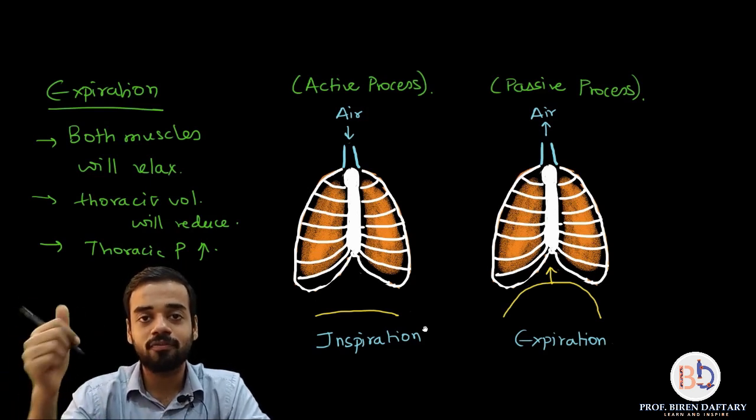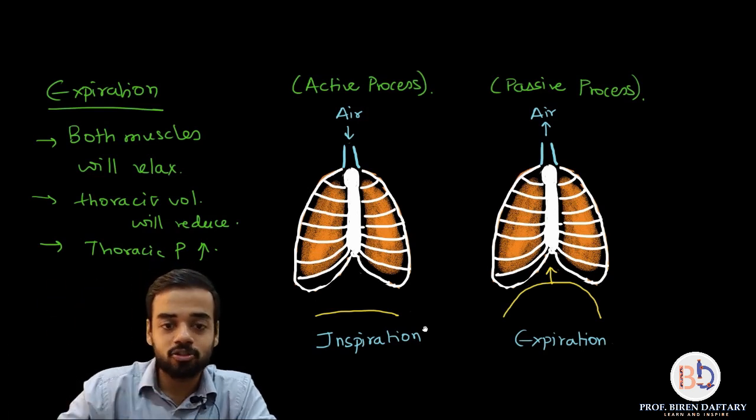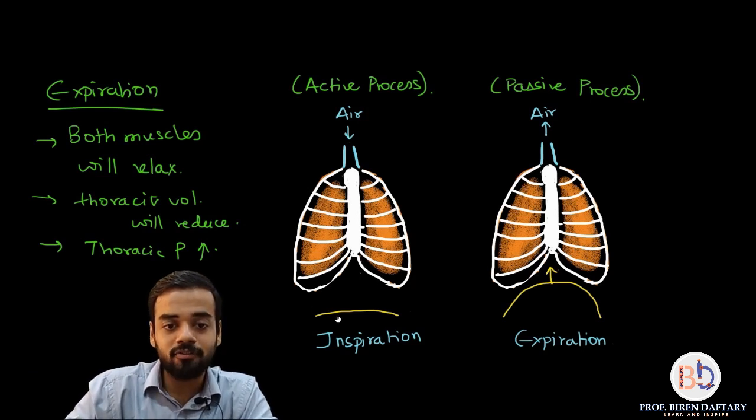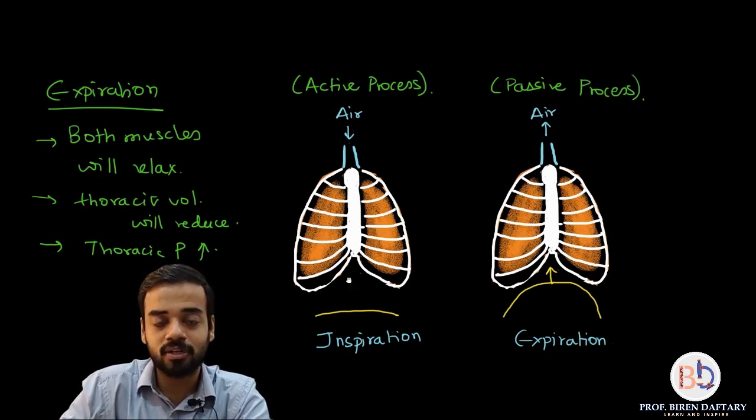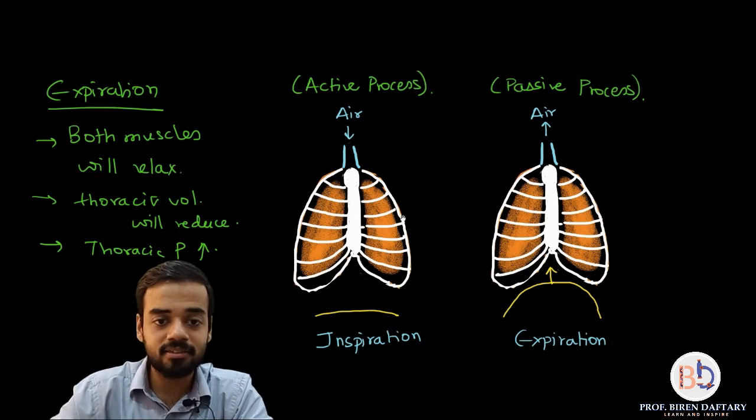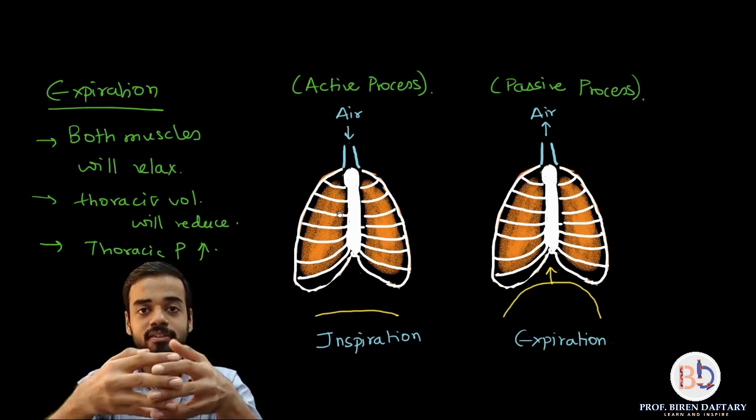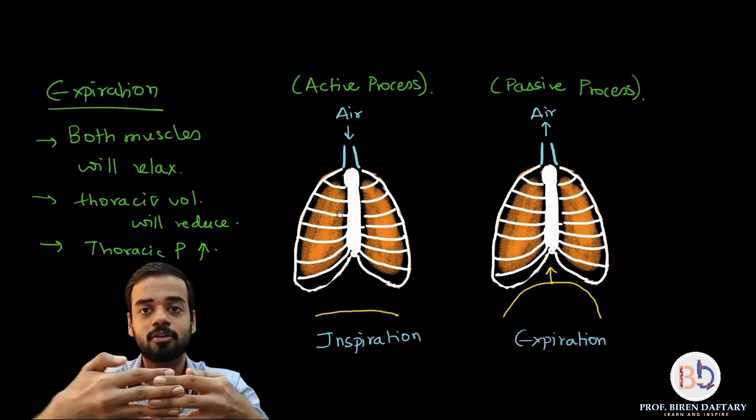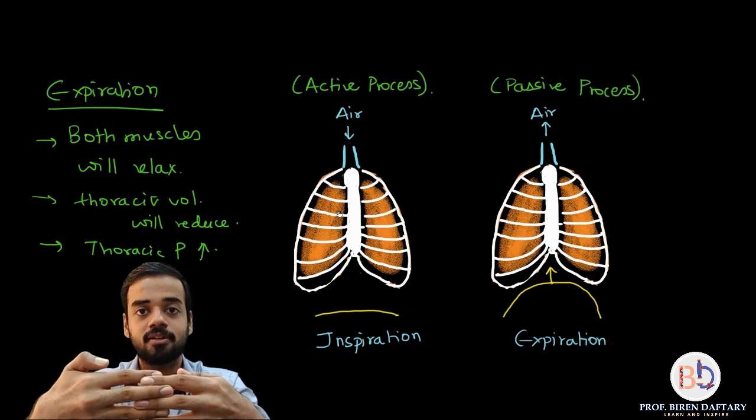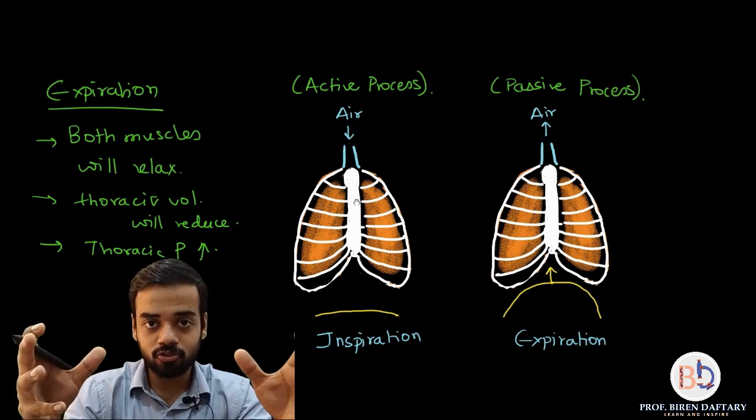How does inspiration occur? First point is both the muscles, diaphragm and intercostal muscles, contract. So your diaphragm will contract, so it will become flat, it will reduce in size, so there is space over here, so thoracic volume will increase. Other thing is all your muscles which are present over here, the intercostal muscles, will also contract. So this rib cage will be pulled outwards by the contracting intercostal muscles, so your rib cage will become like this. So now volume over here has also increased, so now there is space for the lungs to increase.